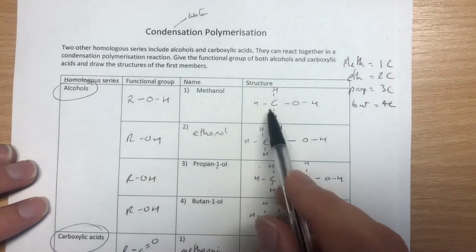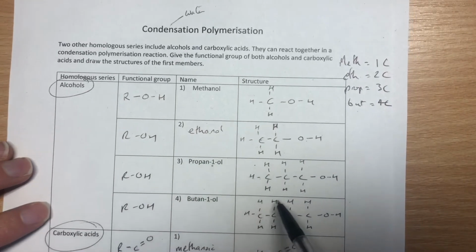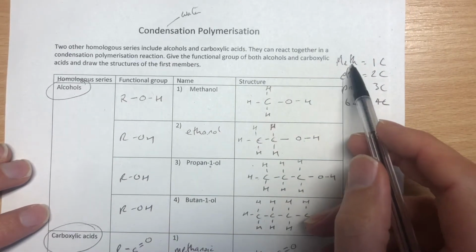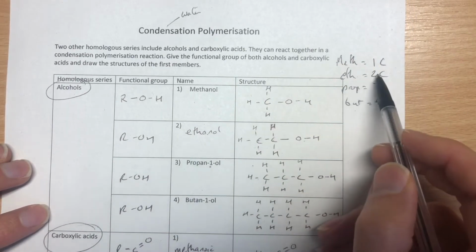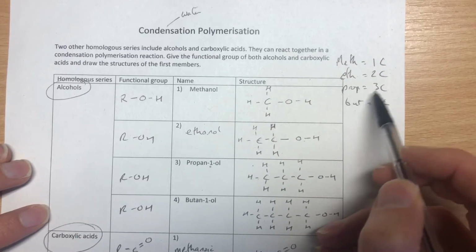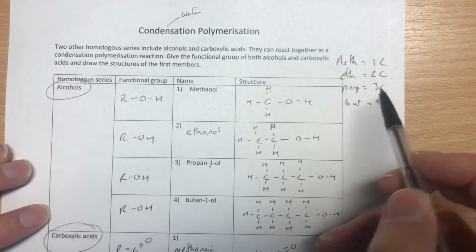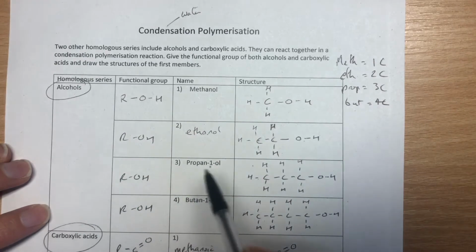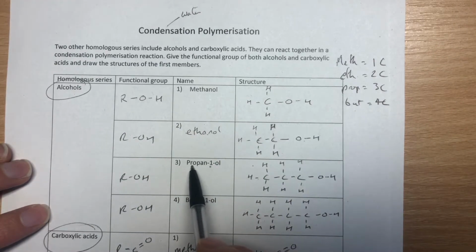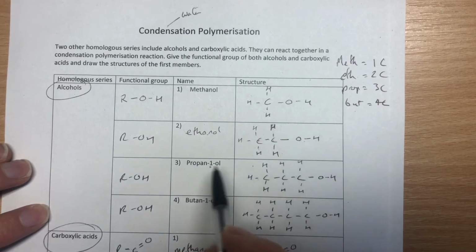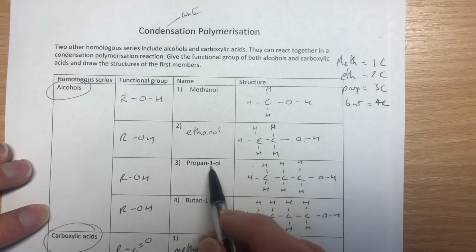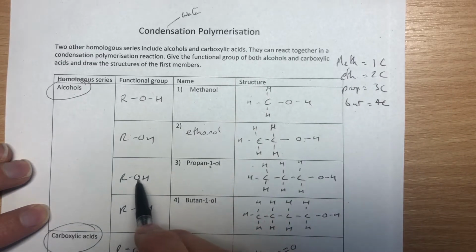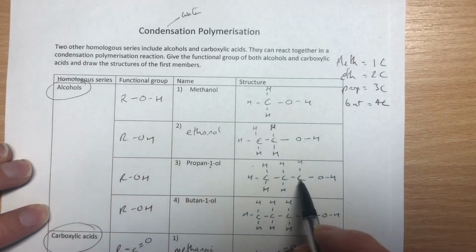You do need to be able to draw these structures. Okay, so just very quickly, let's remind you. Meth means 1 carbon, eth means 2 carbons, prop means 3 carbons, but means 4 carbons, okay? So, say for propanol here, prop tells us he's got 3 carbons in a chain, 1, 2, 3 carbons in a chain. Propan-1-ol tells us the functional group, okay? The functional group of the alcohol is ROH. The OH tells us that functional group there is on the first carbon.